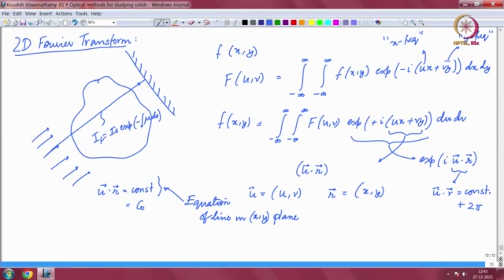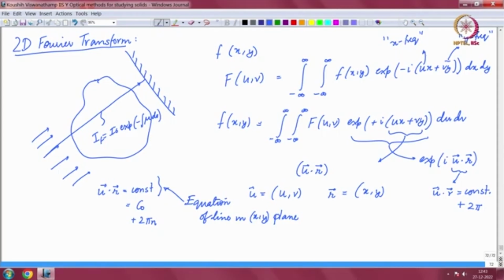right. Not only that, for this exponential to have the same value, it represents a family of lines all separated by 2 pi n. So if you have c naught plus 2 pi n, e to the power of i u dot r will give you the same value because e to the power of i 2 pi is equal to 1. So you now have a family of parallel lines all separated by 2 pi n.